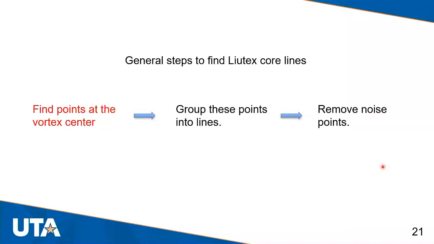This is the general idea to find the Liutex core line. We first find the points at the vortex center. We scan the domain and find points. Then we group these points into lines. Then we remove some noise points. So let's look at how to find points at the vortex center.